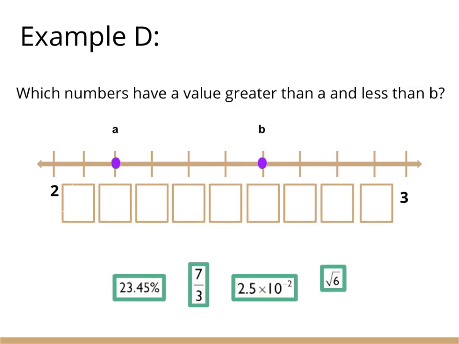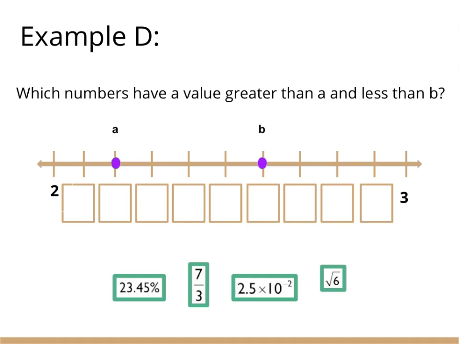So here we are at example D. And example D says which numbers have the value greater than A and less than B. So we're going to try and find the numbers that fall between A and B. So the first thing I've got to do is figure out my number line. Then I've got to figure out what the numbers are below, make some decimals, and let's go ahead and get started.